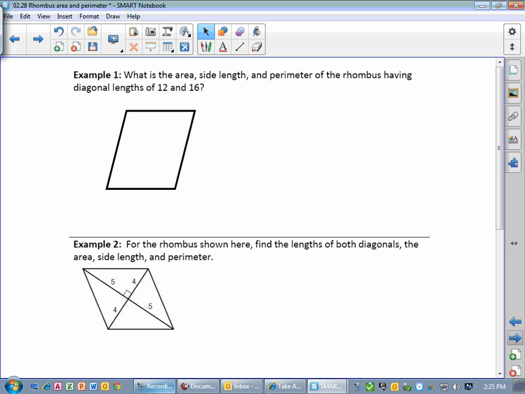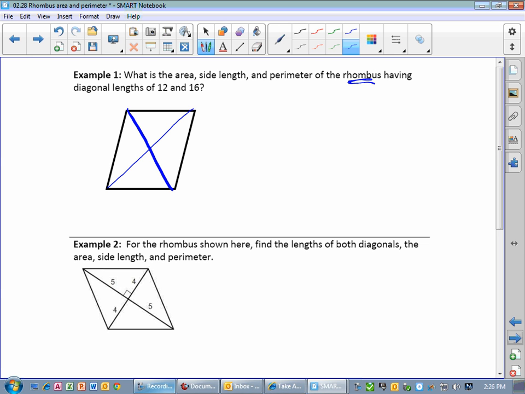Okay, so we're going to do 3 examples. Example 1, you're not given a picture, so you should identify, okay, it's talking about a rhombus. So draw a rhombus. So what is the area, side length, and perimeter of the rhombus having diagonal lengths of 12 and 16? So we've got a rhombus. We've got diagonals. So let's go ahead and draw the diagonals on here. And when you draw your diagonals, one of them should appear shorter than the other. I mean, they're not the same length unless it happens to be a square. So in this case, the way I have it drawn, this one's shorter. So this diagonal is 12.